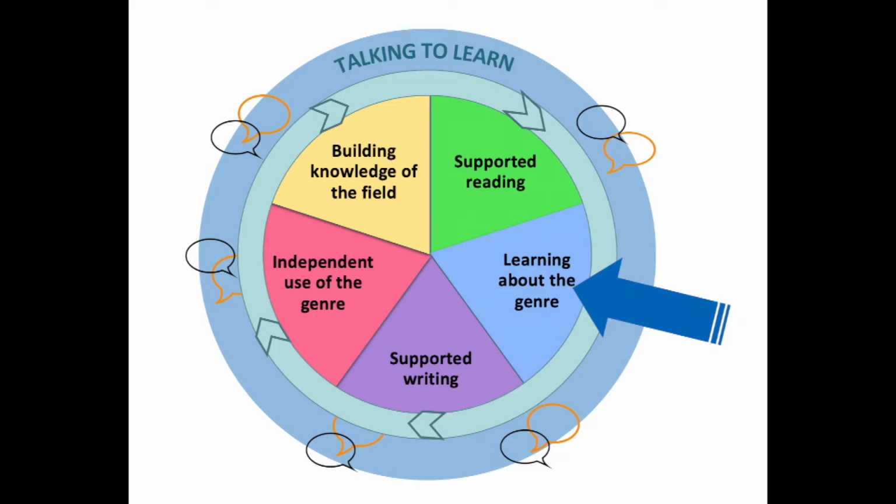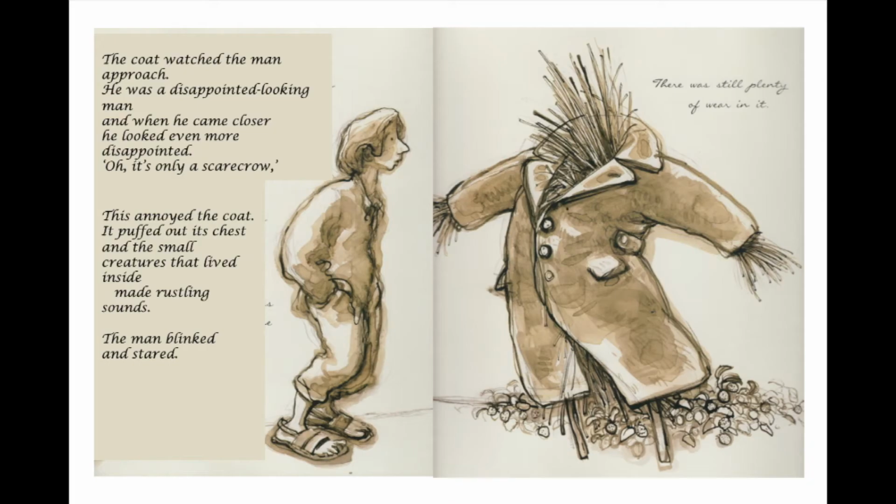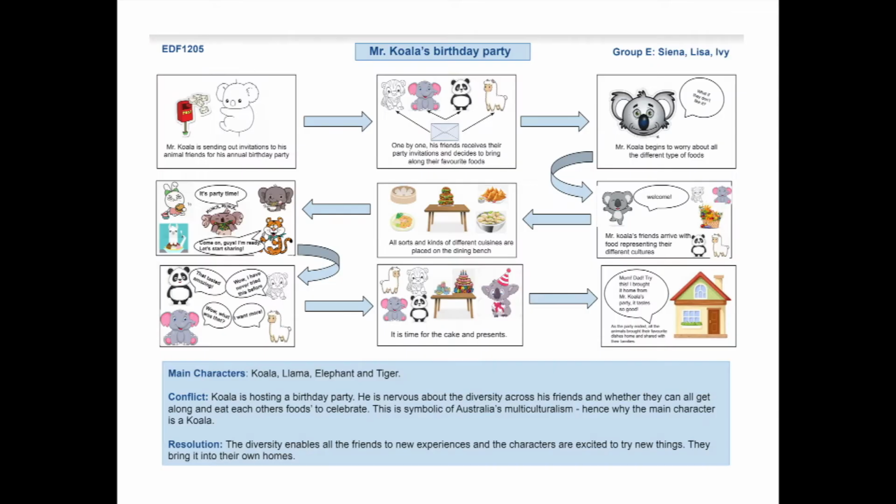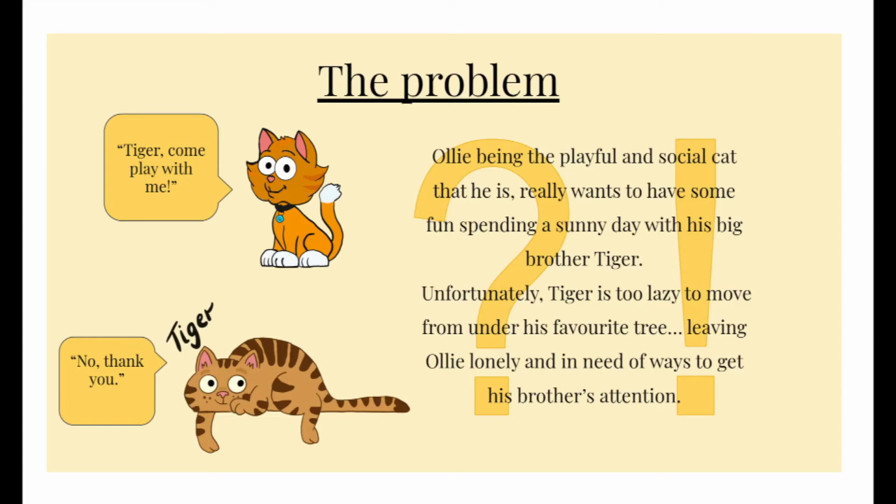The students are now guided to explore the narrative genre, analysing how it's structured, the language choices made by the author, and the images created by the illustrator. Returning to The Coat, they discuss how it goes through stages of orientation, complication, and resolution, and they return to their drafts to flesh out how their story would unfold.